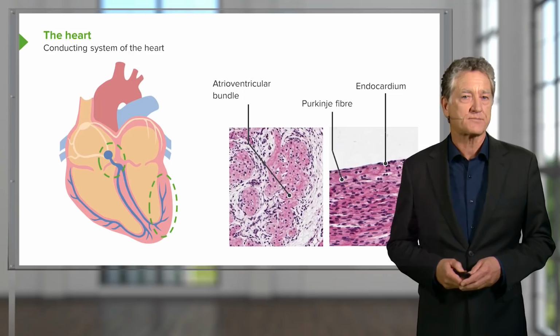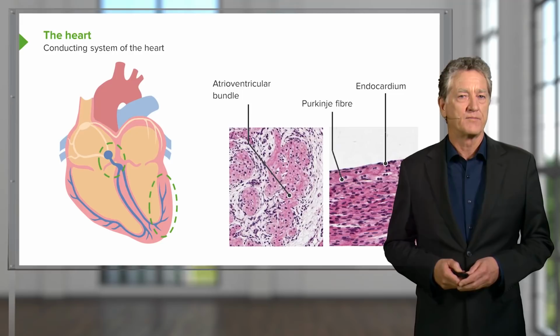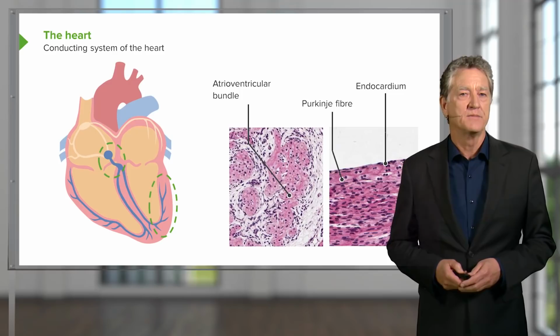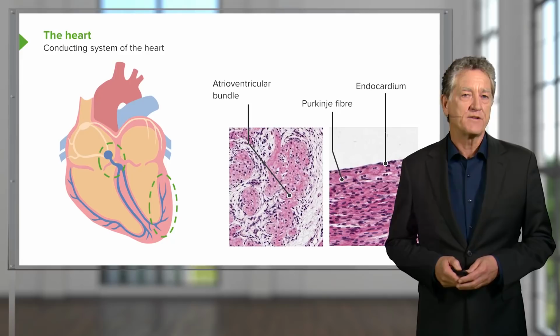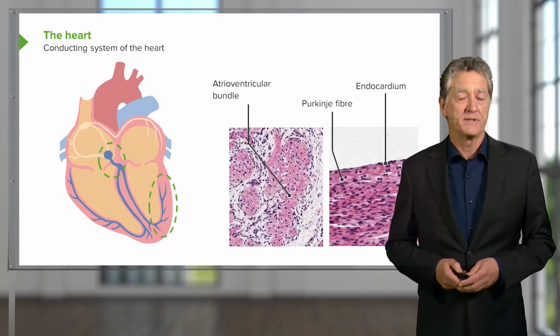However, that sinoatrial node can be influenced by the autonomic nervous system. The firing rate of the impulse can be increased or decreased by external factors, not just nerves from the autonomic nervous system, but by other factors as well. So you can increase or decrease the rate of the heart by influencing the rate of firing initiated from that sinoatrial node. But essentially, those conducting fibres are cardiac muscle, but they're just specialised.